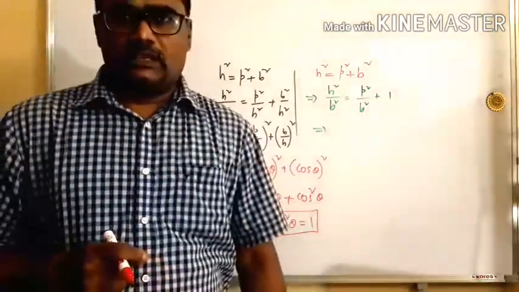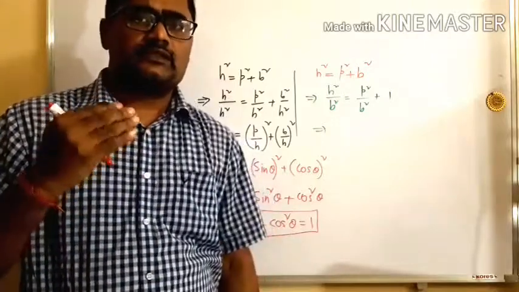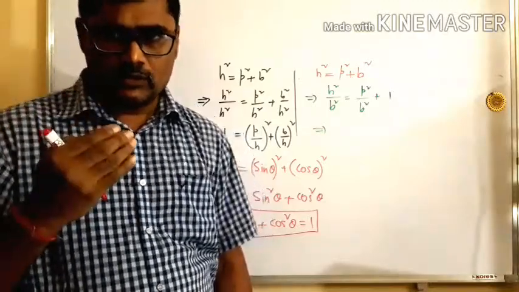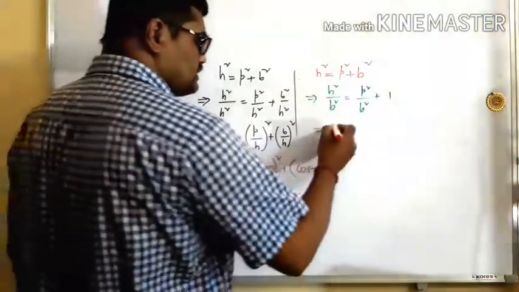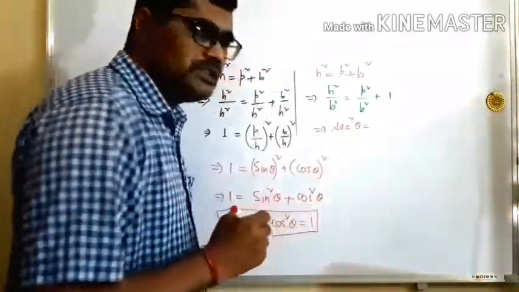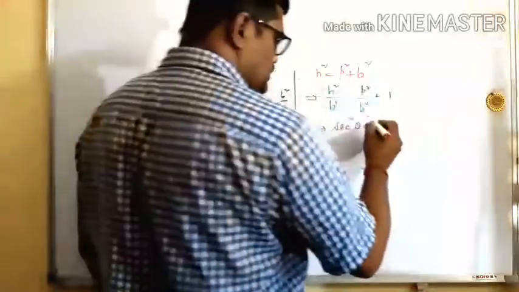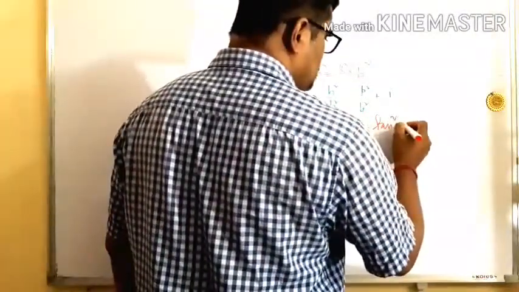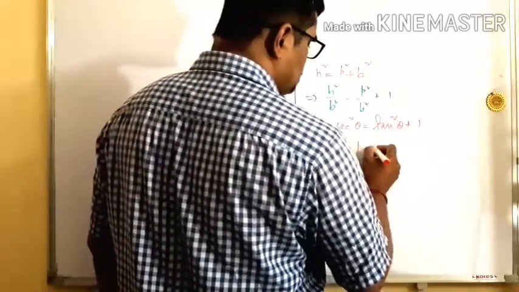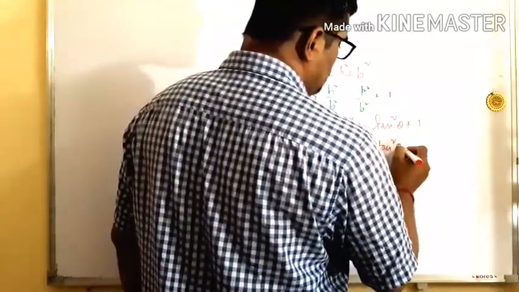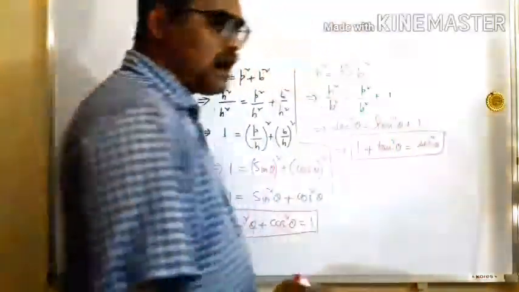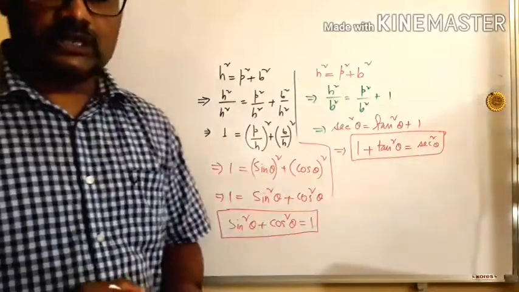H by B is just the reciprocal of B by H. B by H is cos, so H by B will be the reciprocal of that, that is sec. So it will be sec square theta. P by B is tan, right? So square is there already. It is tan square theta and 1. So ultimately where do you land? Yes, you are landing with 1 plus tan square theta equal to sec square theta. So that is another Pythagorean identity.